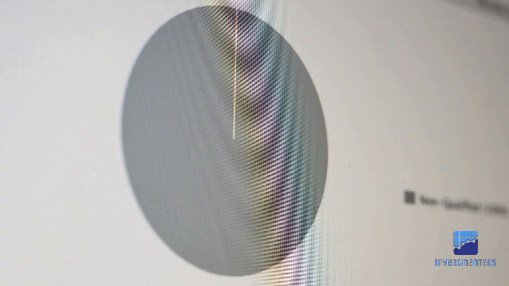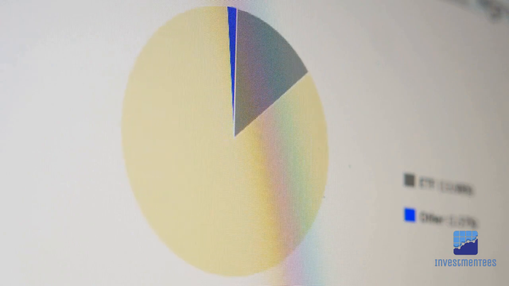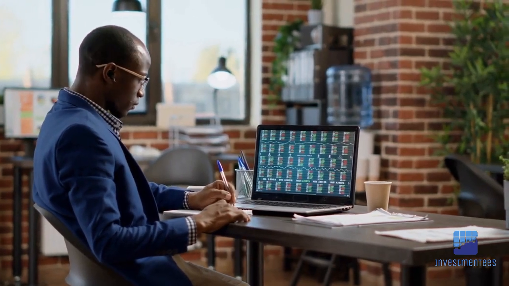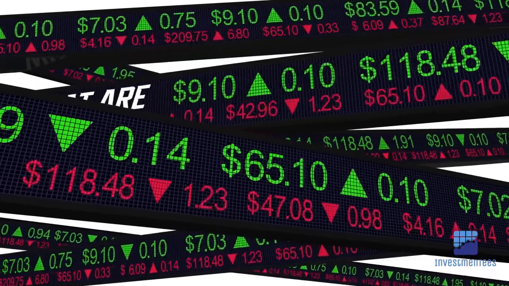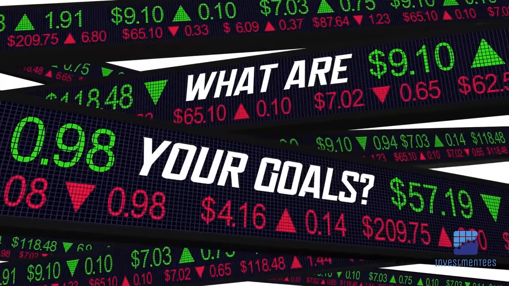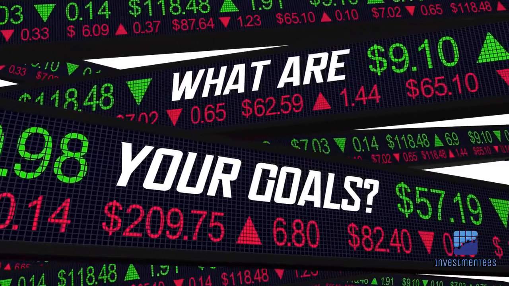Conclusion: ETFs offer investors a convenient and cost-effective way to diversify their portfolios and gain exposure to various asset classes. However, as with any investment, it is important to understand the risks and potential drawbacks of ETFs before investing. By researching and selecting the appropriate ETFs based on their investment objectives and risk tolerance, investors can build a diversified portfolio and potentially achieve their financial goals.